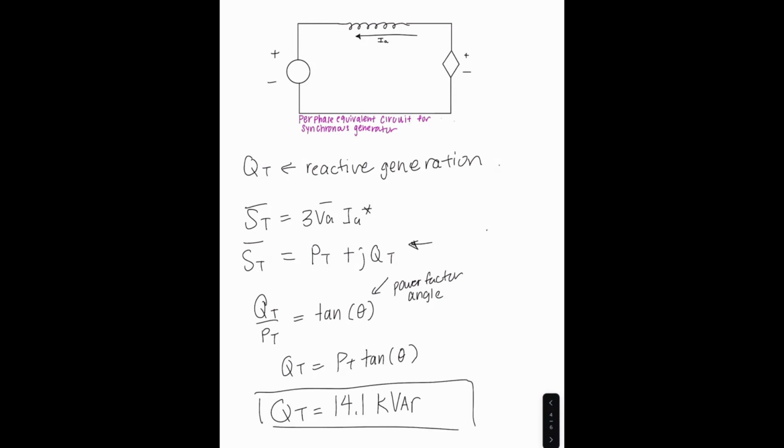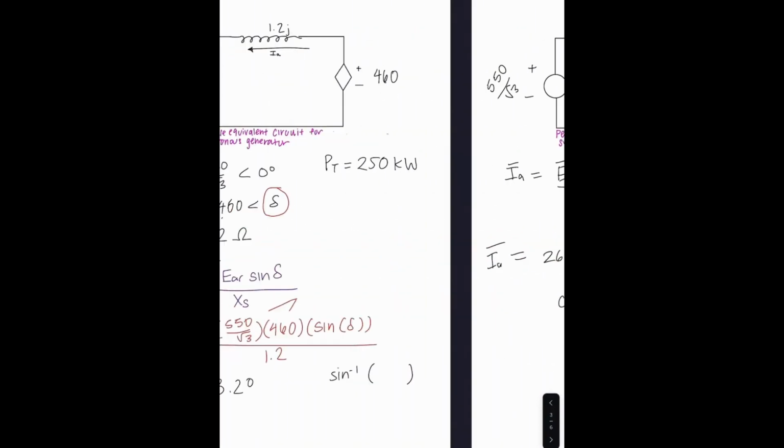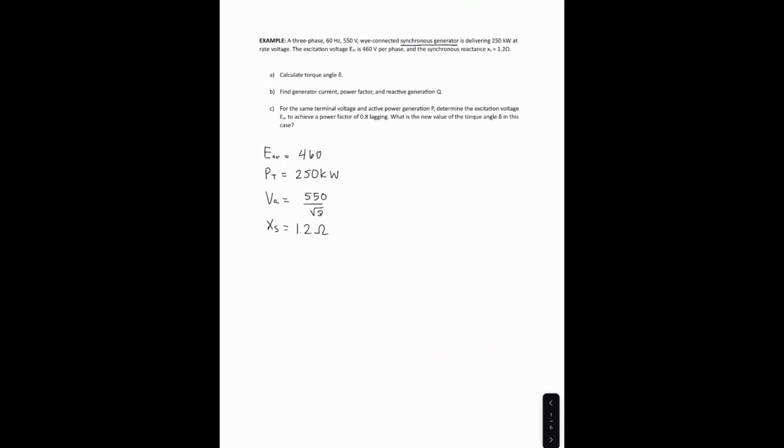So now that we've found the last part of part B, we can move on to part C. Part C is asking, for the same terminal voltage and active power generation P, determine the excitation voltage to achieve a power factor of 0.8 lagging. What is the new value of the torque angle delta in this case? So we're told we want to keep the same terminal voltage and active power generation P.